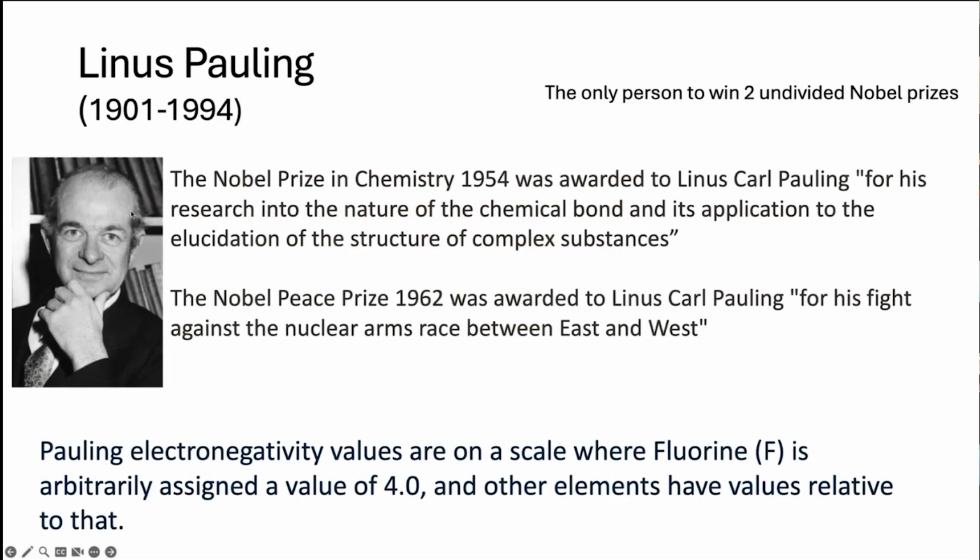And so, Linus Pauling, who died just 30 years ago now, is the only person to have won two Nobel Prizes in two different fields. He won one for his work in chemistry, and a peace prize for his work trying to fight against the nuclear arms race. And so he came up with this electronegativity scale. It's a unitless scale. It just sets fluorine at 4, and everything else is less than that.